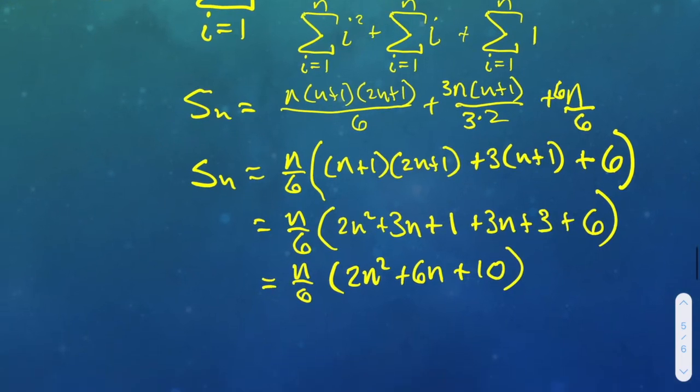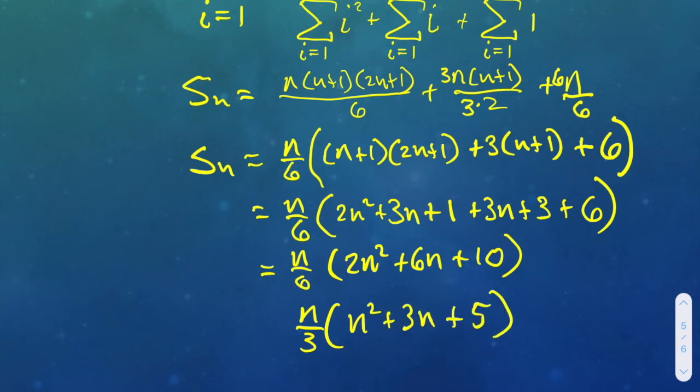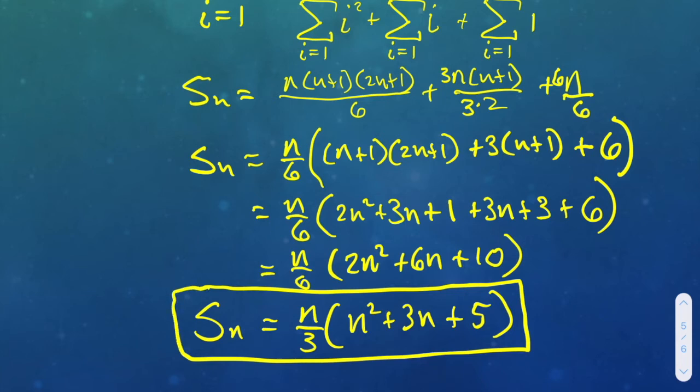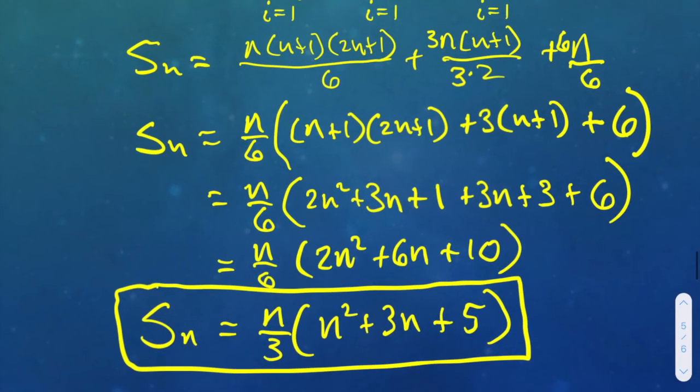Now we happen to notice that there's a common factor of 2 inside each of the terms inside the parentheses, so let's pull that out. And so that becomes 2n over 6. Well, that just becomes n over 3. And now we look like this: n squared plus 3n plus 5. And that's a polynomial that can't be factored, and so we're done. So there's our expression of S sub n, the sum of the first n terms of our original expression, a sub n is equal to n squared plus n plus 1, and that's equal to S sub n equals n over 3 times the polynomial n squared plus 3n plus 5.